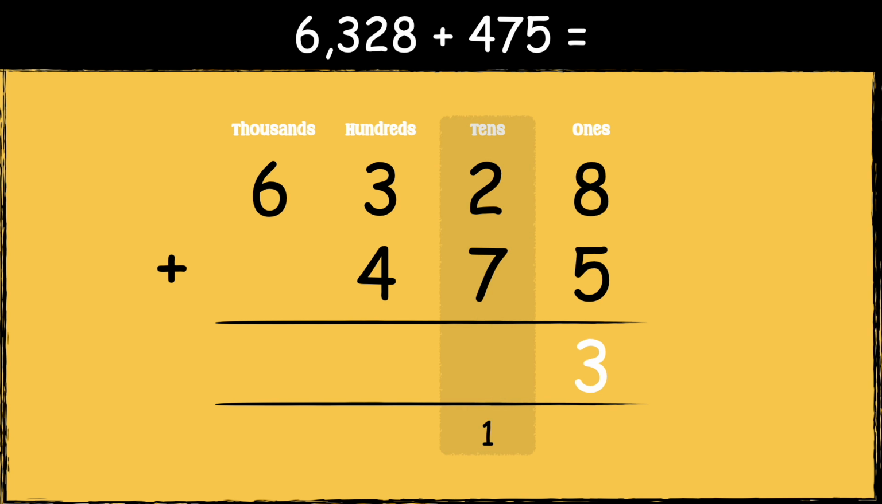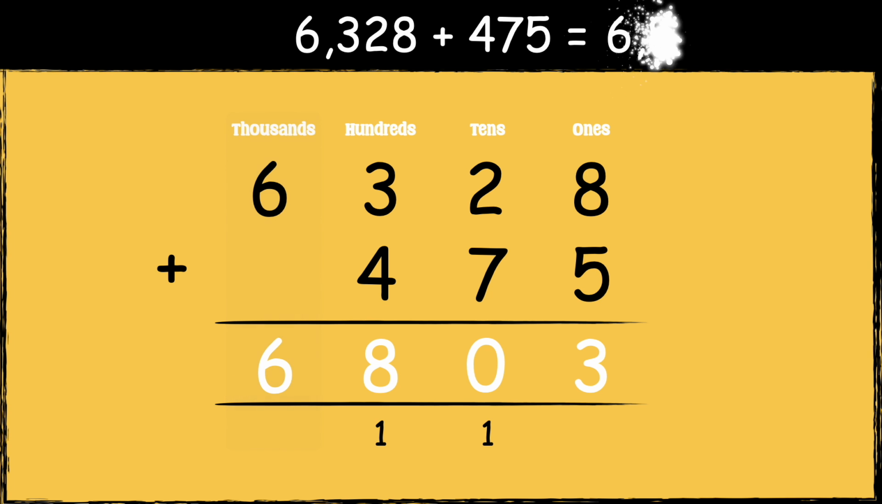Now we need to add the digits in the tens column. 2 add 7 add 1 equals 10. We carry the 1 below in the hundreds column. Now we need to add the digits in the hundreds column. 3 add 4 add 1 equals 8. Finally, we need to add the digits in the thousands column. We only have 6 in the thousands column. So the answer is 6,803.